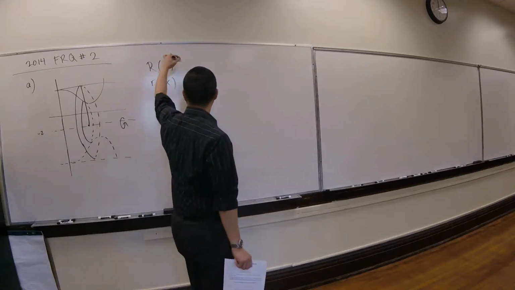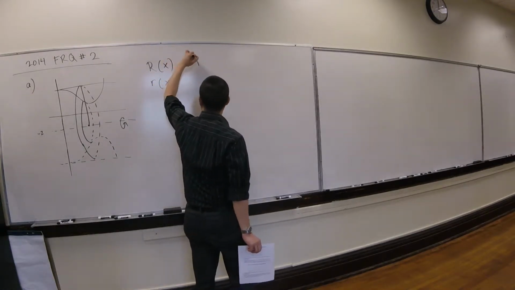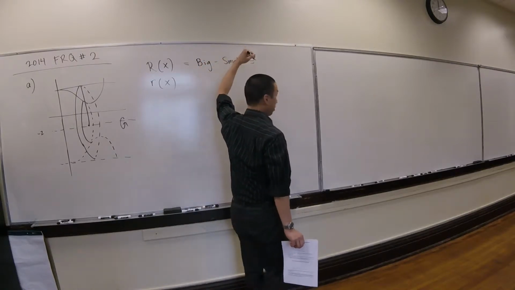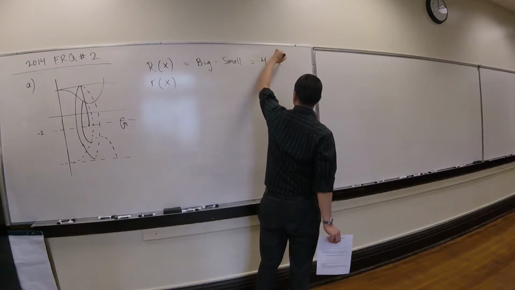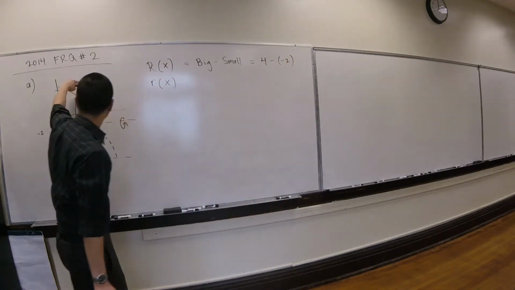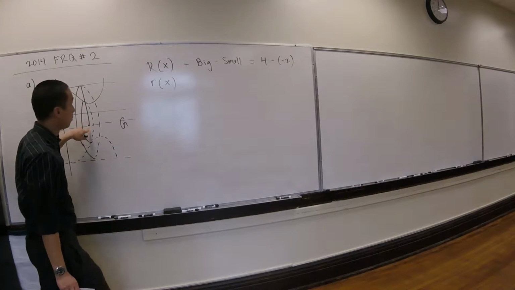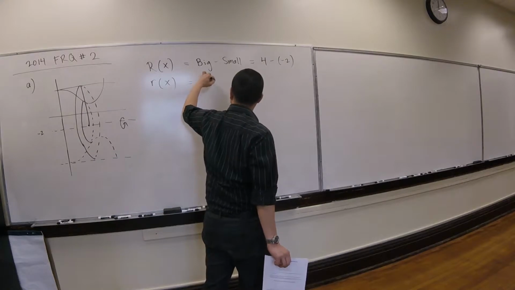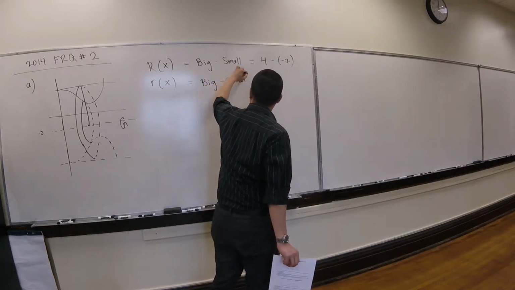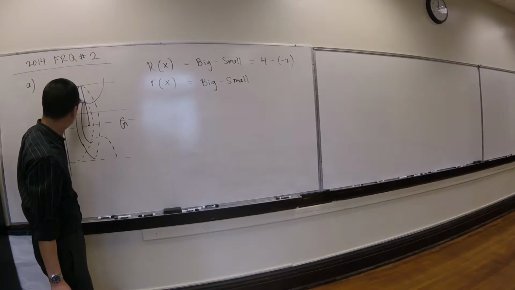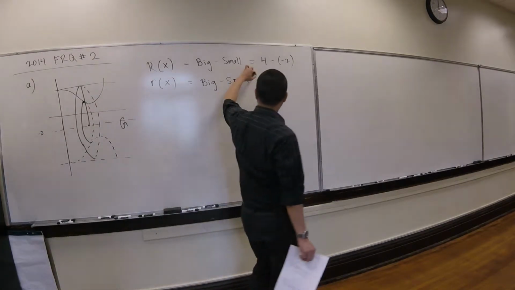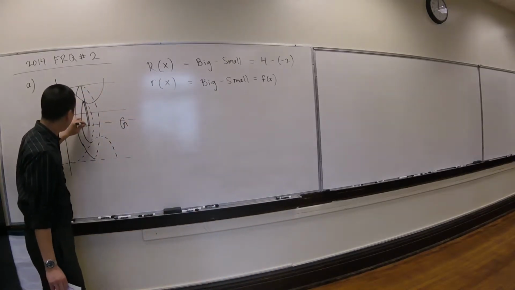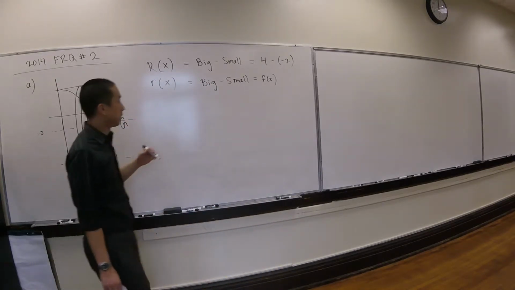How do you find big R? Big R is equal to big minus small, which equals 4 minus -2. The top function is 4, the bottom function is -2. Little r is big minus small. Where is big? That's the function. And what is small? -2. It's -2.